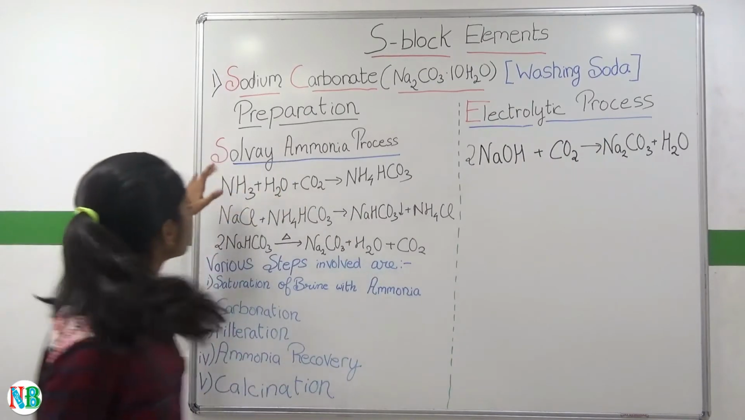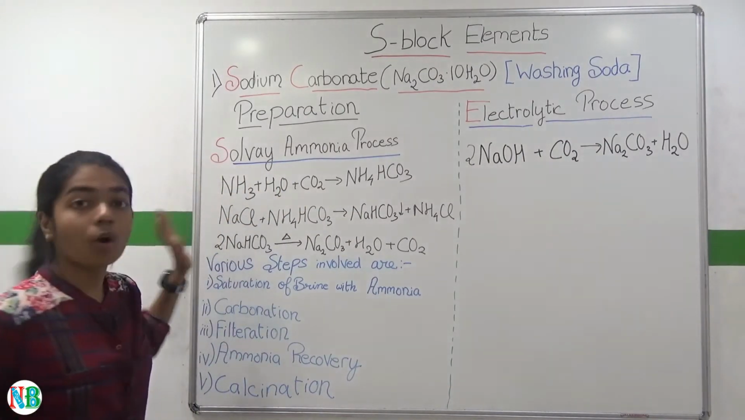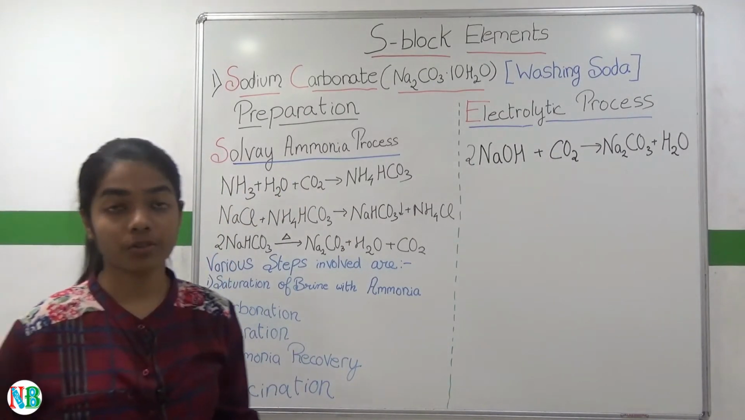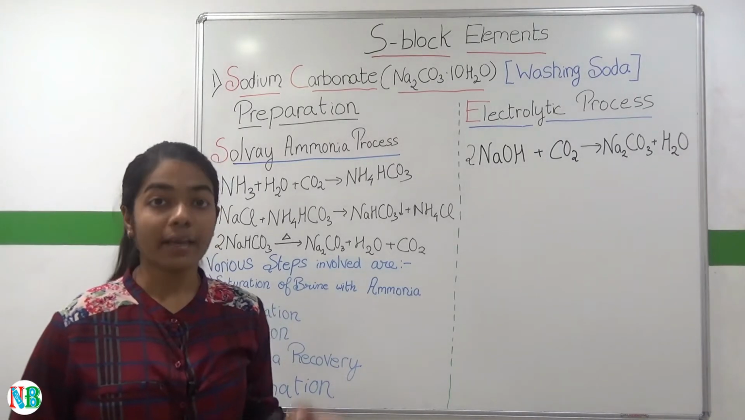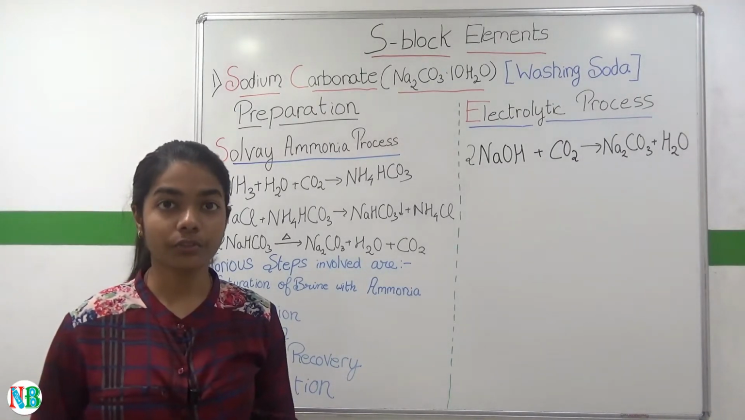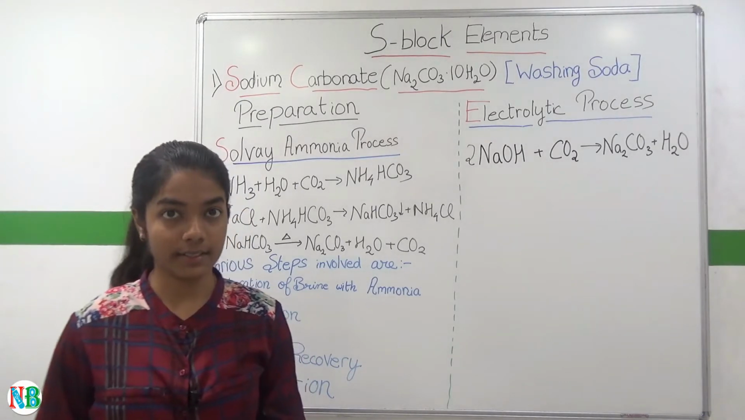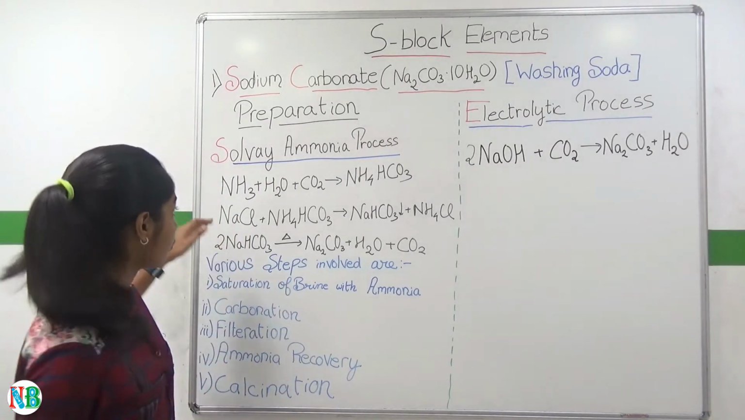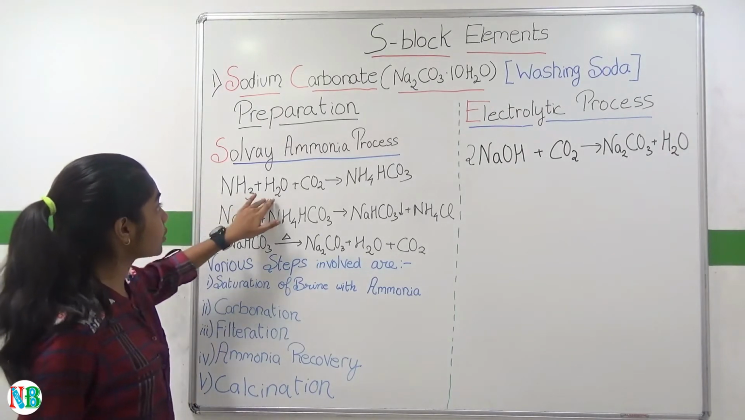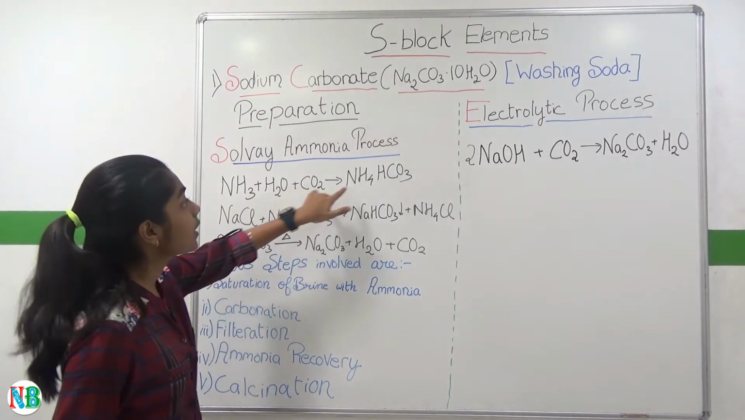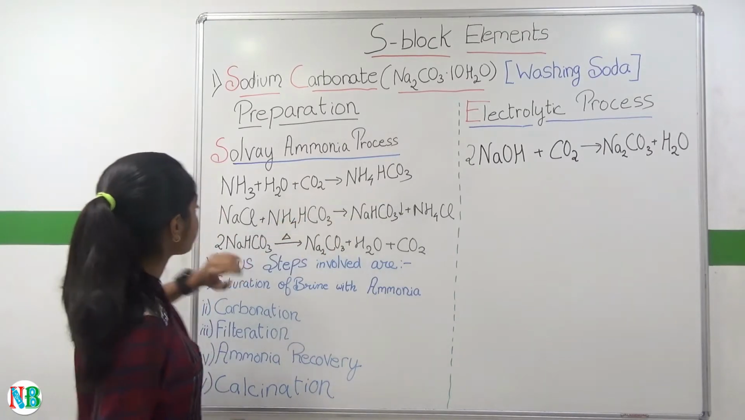We will first look into Solvay ammonia process. The raw materials required for Solvay ammonia process are NH3, limestone which acts as a source of CO2, and brine solution. Brine solution is aqueous solution of NaCl. So the reaction goes as follows: NH3 plus H2O plus CO2 gives ammonium bicarbonate.